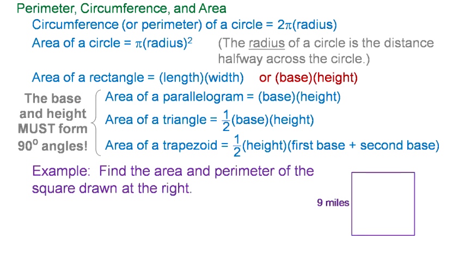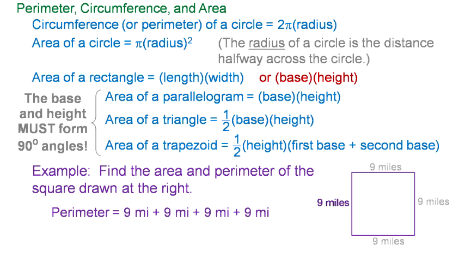For my next example, I'm going to find the perimeter and area of the square that you see here. Since the question tells me that this is a square, I can start by labeling the other sides as having lengths of 9 miles as well. As I said earlier, the perimeter of a figure is defined as the distance around the outside, and you can think about the total distance that you would have to travel if you were driving around the outside of the figure. This should tell you that the perimeter of this square is 36 miles.